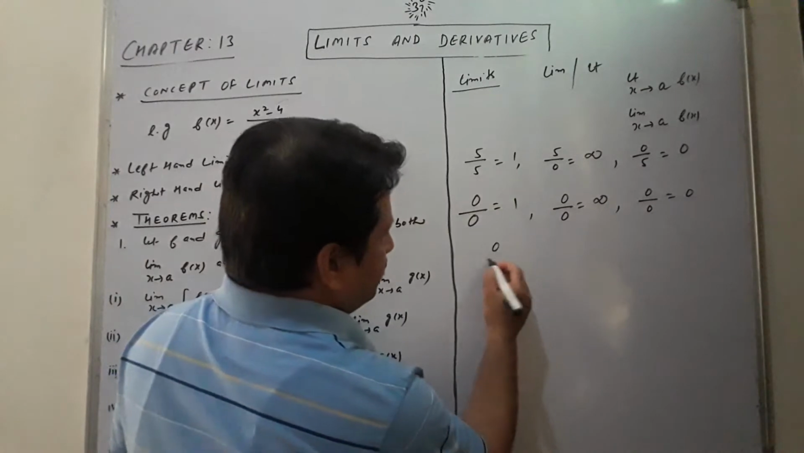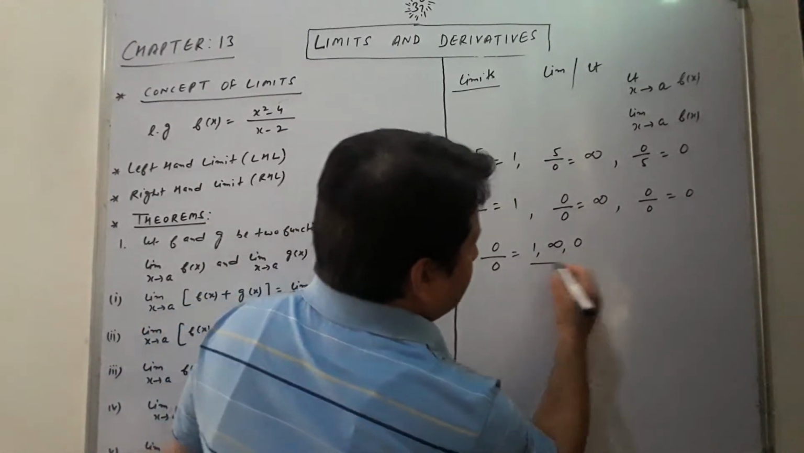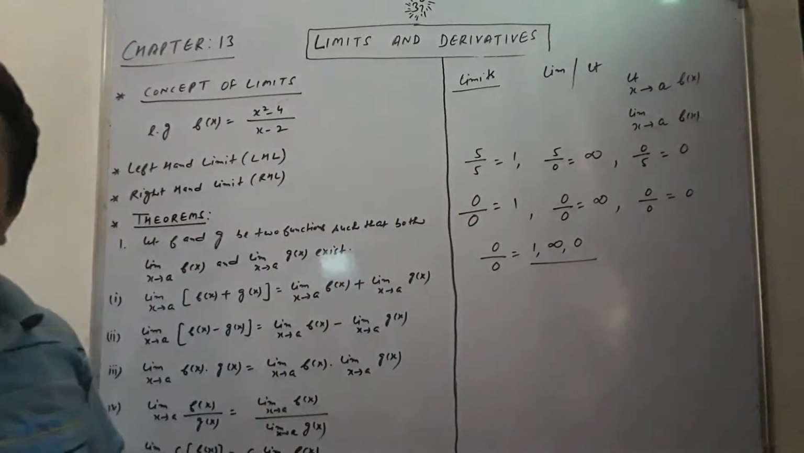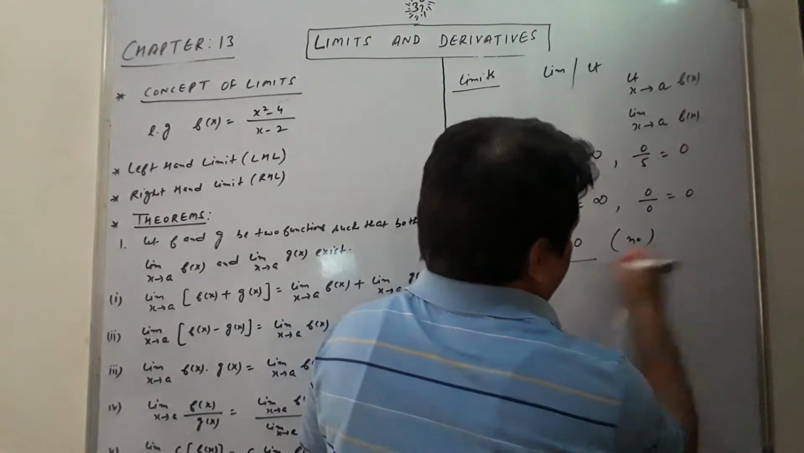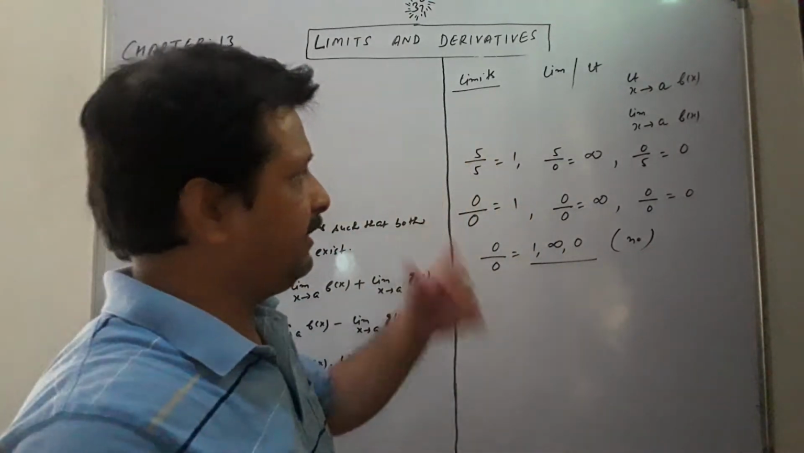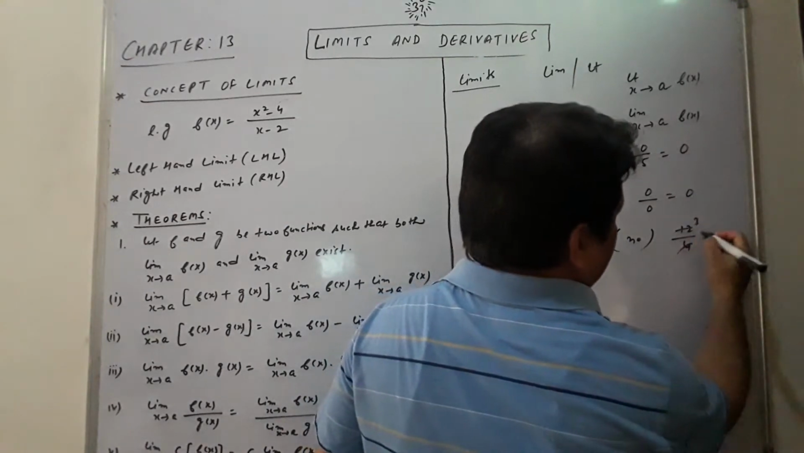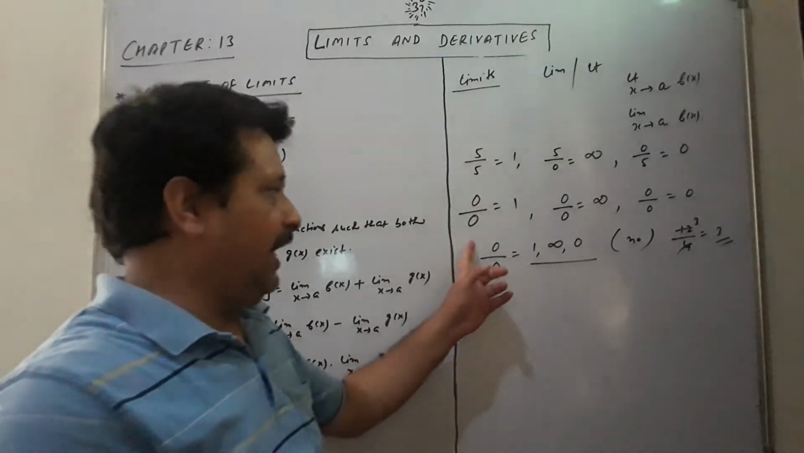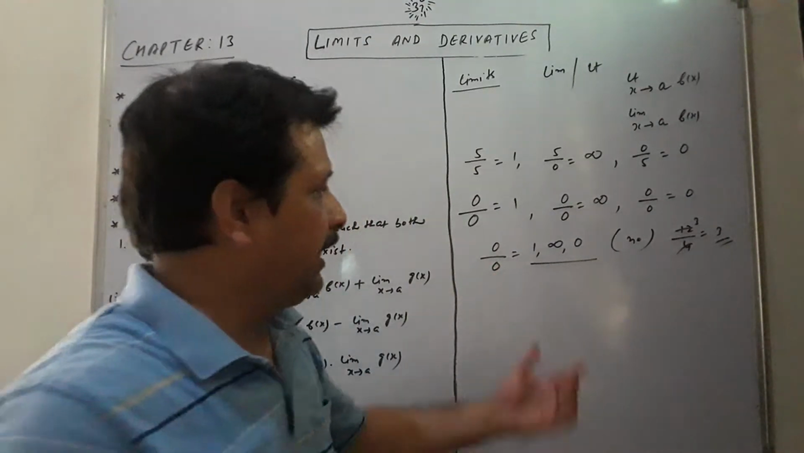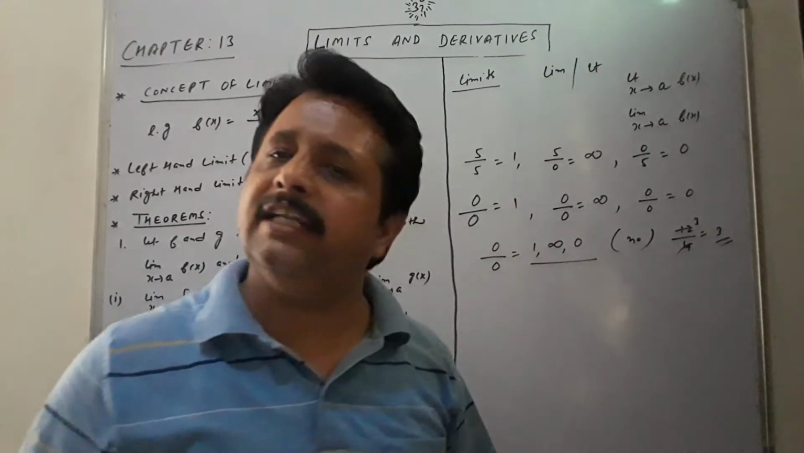It means 0 upon 0 has 3 values, students: 1, infinity and 0. Is it possible? No, this is not possible. Why? Because if we say 12 upon 4, 4 threes are 12, it has one exact value. But when we say 0 upon 0, it has 3 values: 1, infinity and 0.